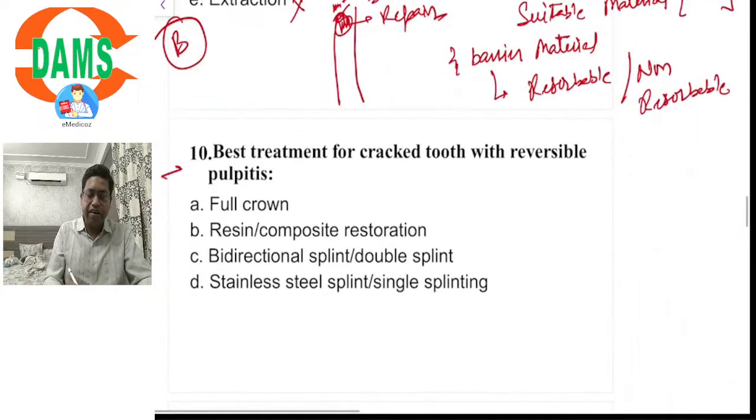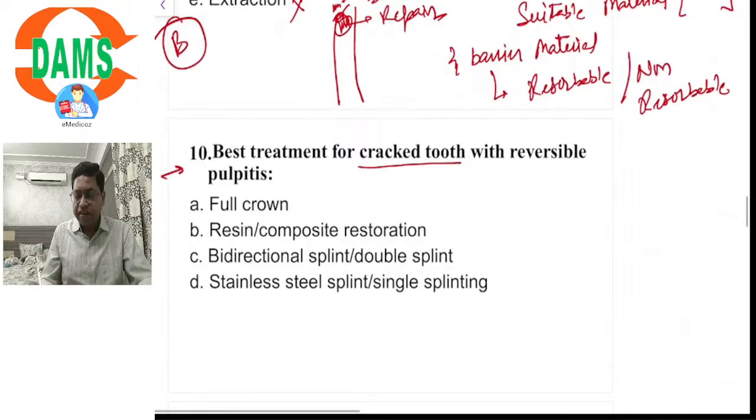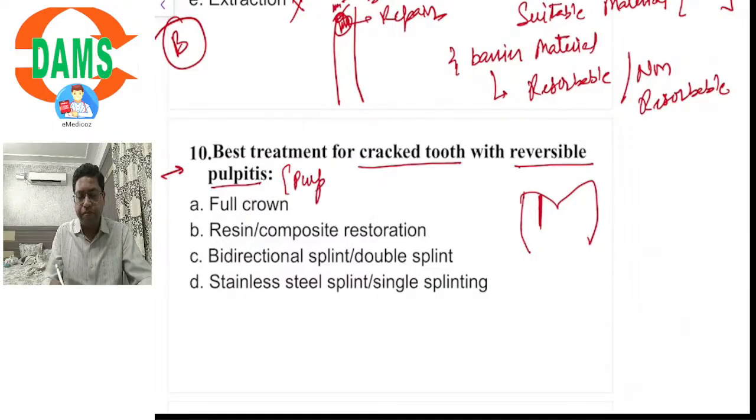Question number 10. The best treatment for cracked tooth with reversible pulpitis. There is a crack in the tooth. Incomplete fracture. Crack is with reversible pulpitis. Reversible pulpitis means pulp hyperemia. There is a case of pulp hyperemia.